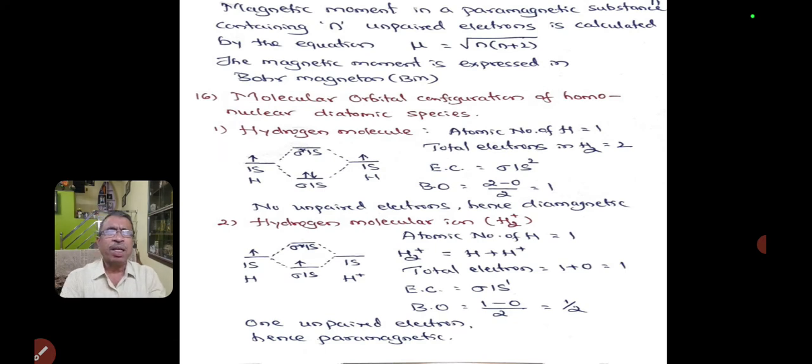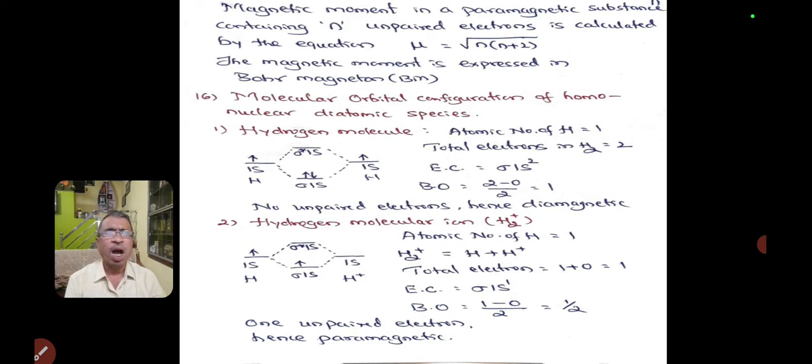The magnetic moment in a paramagnetic substance containing n number of unpaired electrons is calculated by the equation mu is equal to square root of n(n+2), where n is the number of unpaired electrons. The magnetic moment is expressed in terms of Bohr magneton. Keeping all these things in mind, let us study the molecular orbital configurations of homonuclear diatomic species.